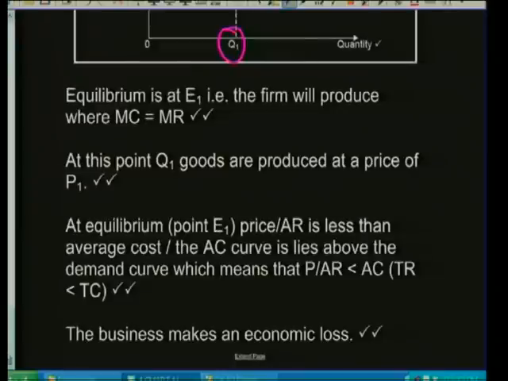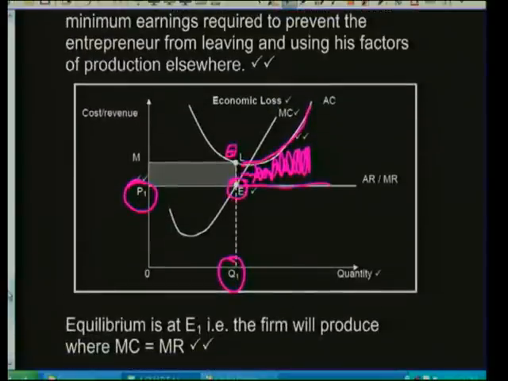It says here at equilibrium point E1, price or average revenue is less than average cost, or the average cost curve lies above the demand curve, which means that price or average revenue is smaller than average cost, and that means that total revenue is smaller than total cost. So that is very important. If you don't get enough income, the business will not be profitable. So in this case, the business makes economic loss, and the economic loss is actually indicated in this area. So anything between the average cost curve and the average revenue curve.